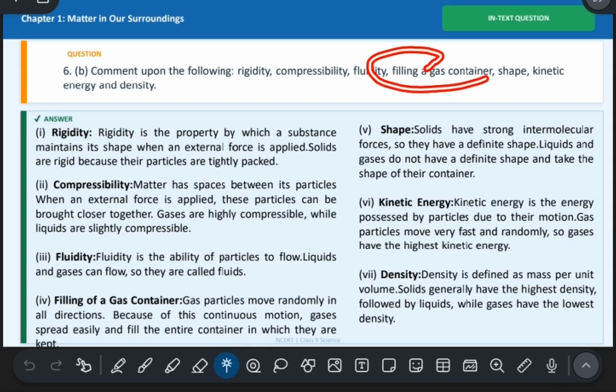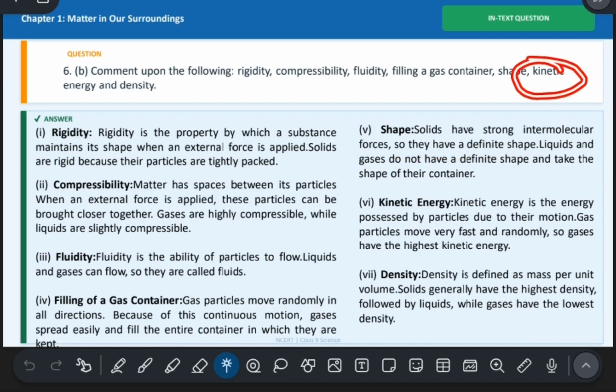Now filling a gas container. Gas particles move randomly in all directions. Because of this continuous motion, gases spread easily and fill the entire container in which they are kept. Now shape. Solids have strong intermolecular forces, so they have a definite shape.